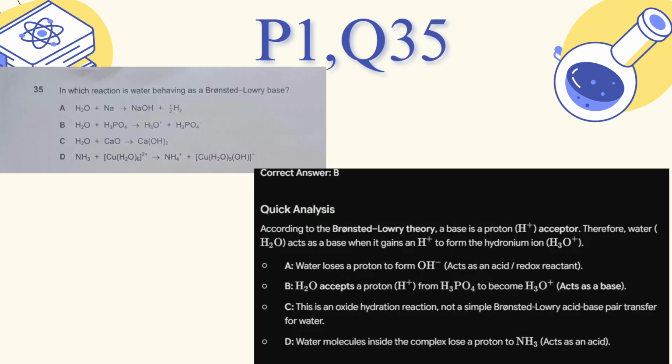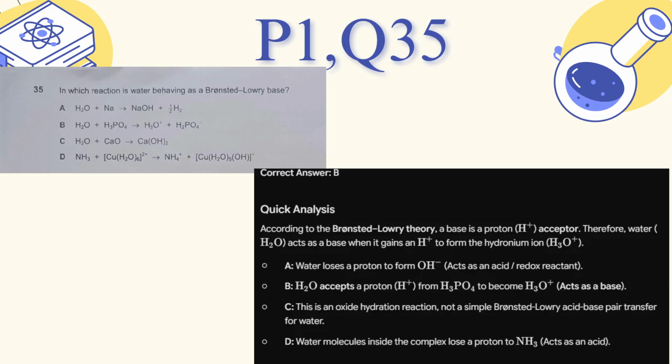Question 35. In which reaction is water behaving as a Brønsted-Lowry base? According to the Brønsted-Lowry theory, a base is a proton acceptor. Therefore, water acts as a base when it gains a hydrogen ion to form the hydronium ion.